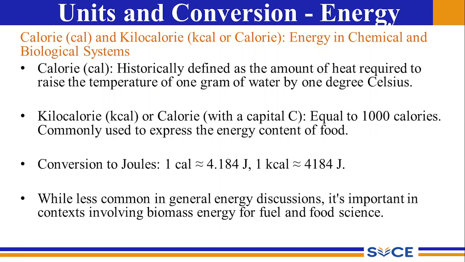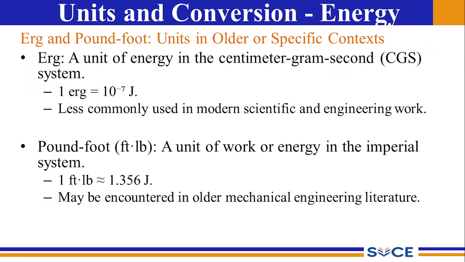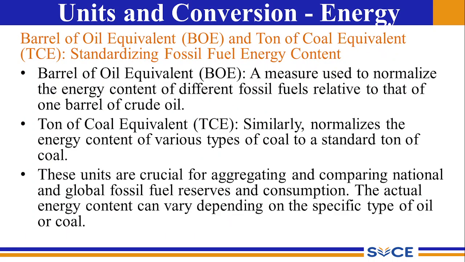Then we saw about your electron volt, the amount of energy gained by the charge of a single electron when it moves across a potential difference of 1 volt. Then we saw about your erg and pound foot, how they are used in the CGS system and imperial system. Then we saw about a unit which is specifically used in the natural gas industry, which is your therm, especially in the United States. And finally, we saw about your barrel of oil equivalent and ton of coal equivalent. So this is about your fundamental units.